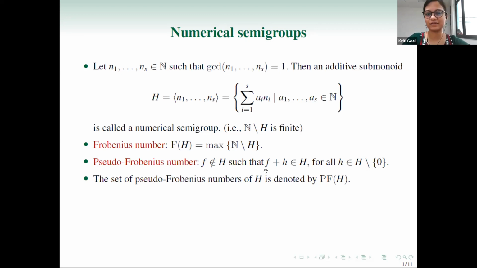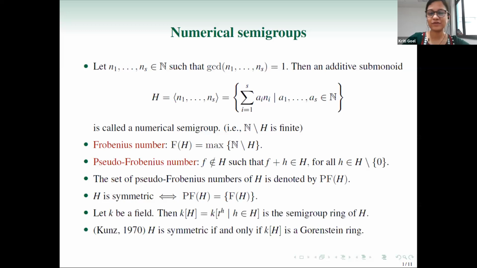Of course, the Frobenius number satisfies this property just by definition. And the collection of pseudo-Frobenius numbers is the set which we denote by PF(H). There's a connection between studying pseudo-Frobenius numbers and properties of numerical semigroups. One such small connection is the definition of symmetric numerical semigroups. There are various ways to define it, but one of the important characterizations of symmetric numerical semigroups is via the cardinality of the set of pseudo-Frobenius numbers. We say that H is a symmetric numerical semigroup if and only if the Frobenius number is the only pseudo-Frobenius number in the set.